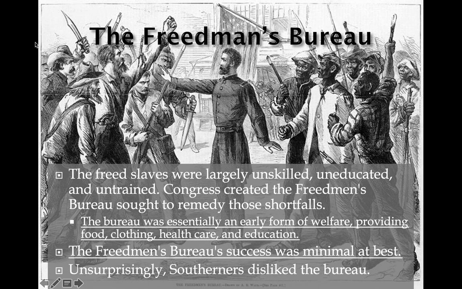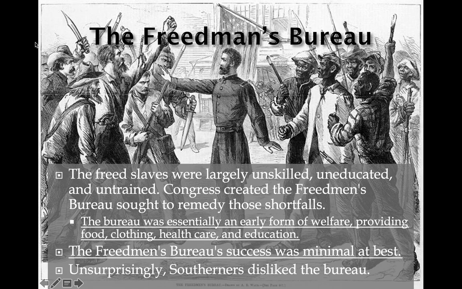It wasn't the rule. So many of these now former slaves, other than knowing how to work the field, didn't have any skills. They weren't educated. They weren't trained. And Congress realizes we need to come up with something to help bridge that gap, whether it's giving them some type of education or giving them something to get on their feet. Again, they also don't have any money because they've been working for free pretty much their whole lives.